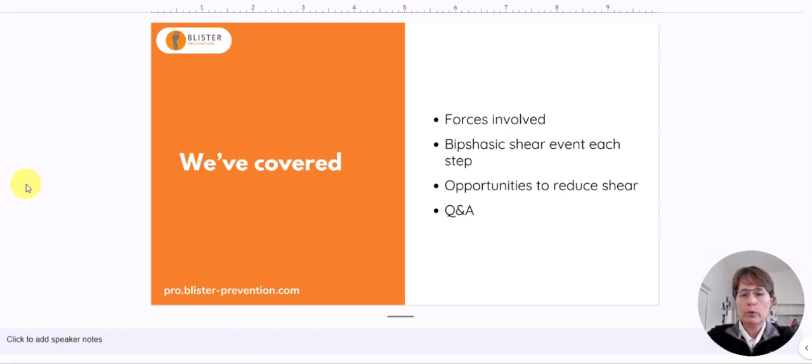So we've had a look at the forces involved. You can see that we're dealing with a biphasic shear event with each step under the forefoot, and we've had a really good look at the opportunities to reduce shear deformation under the plantar forefoot, i.e. how to prevent blisters and also to implement that prevention during treatment.